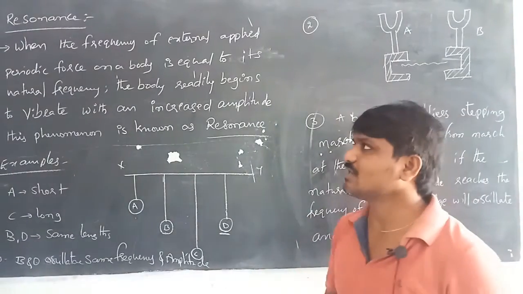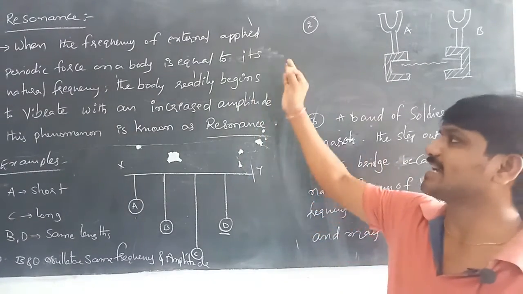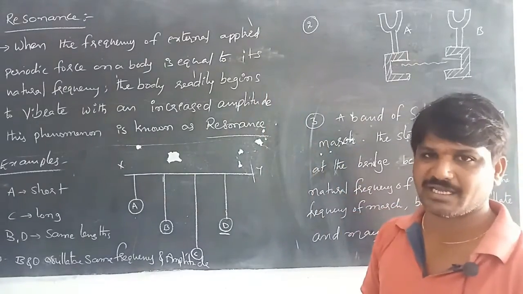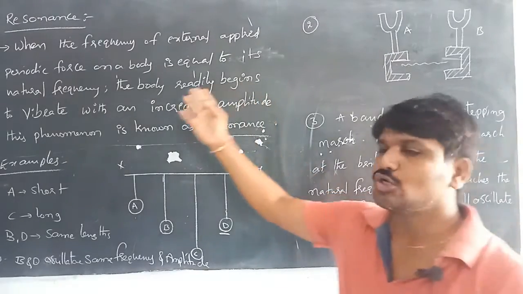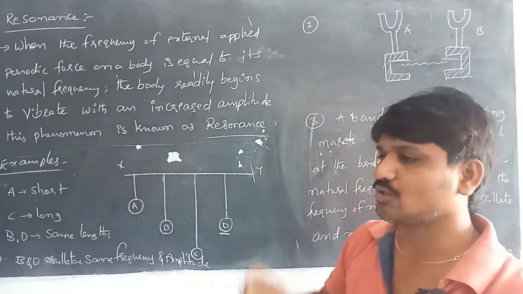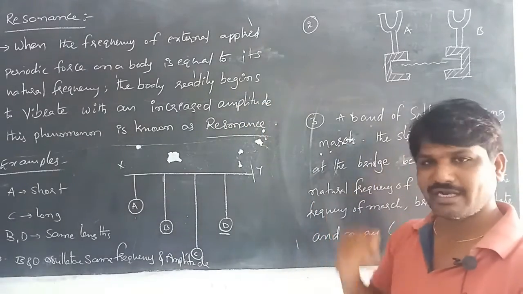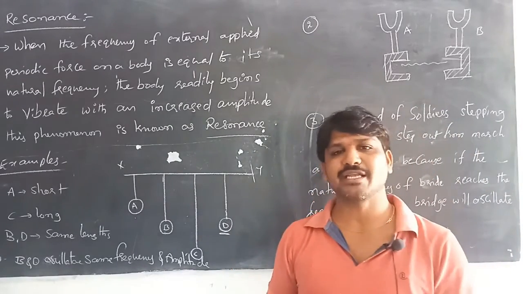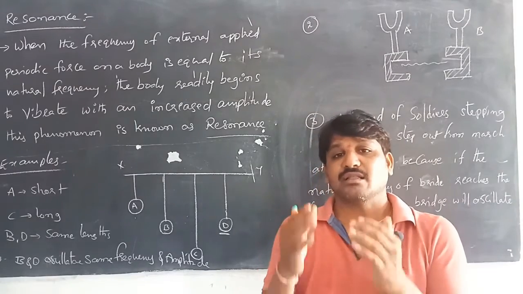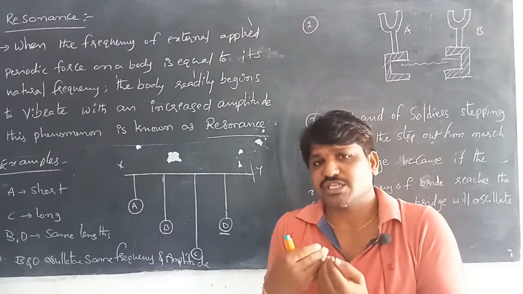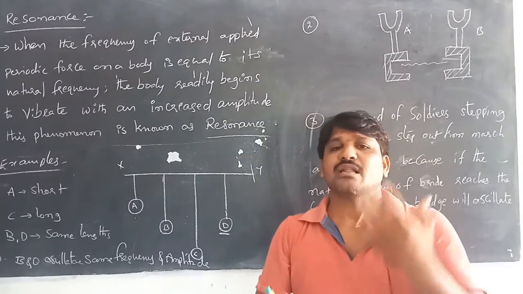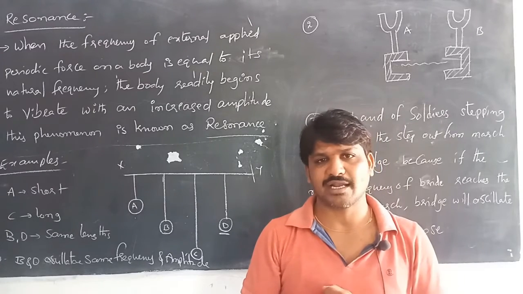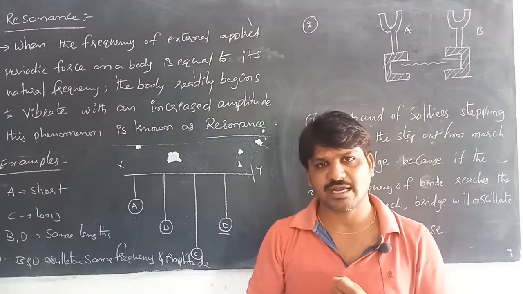Once again, resonance means that when the frequency of an external applied periodic force on a body is equal to its natural frequency, the body readily begins to vibrate with an increased amplitude. This phenomenon is called resonance. When one body is vibrating, and the natural frequency of another body is equal to that vibration frequency, then the second body also starts vibrating. That phenomenon is called resonance.